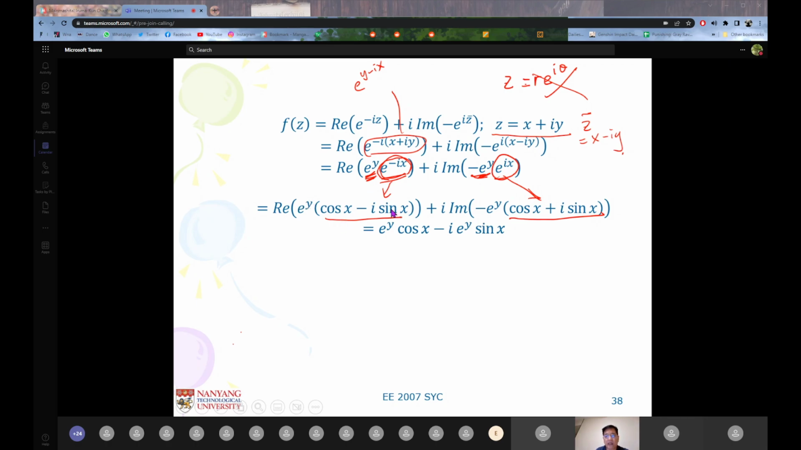Now multiply this into here, you get the real part. Multiply this into here, you get the imaginary part. And you only wanted the real part. So the real part of this whole function here is e to the y times cosine x. Then we look at here. I wanted the imaginary part. The imaginary part is only coming from this real term times the imaginary part, which is minus e to the y times sine x. So minus e to the y times sine x, and then we still have the item here. This i comes from here.